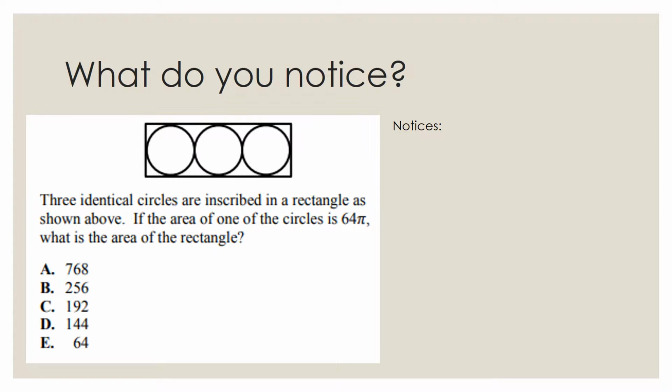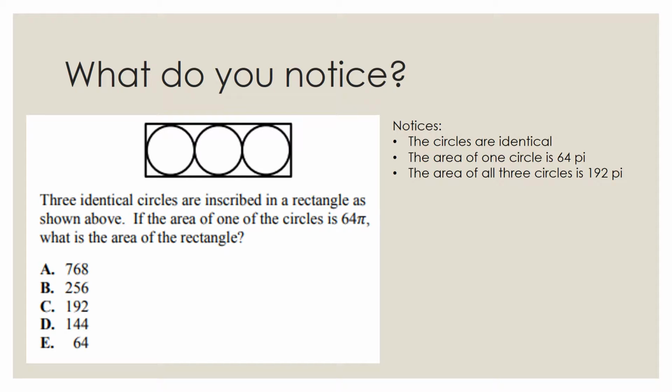Alright, let's talk about some of the things that we noticed. You guys said that these circles are identical, and that's a very important thing to notice from this question. It tells us right at the very beginning, the 3 identical circles. The area of one circle is 64 pi. That's also information that we're getting from this question, and that's going to be something very important to help us with the answer of it.